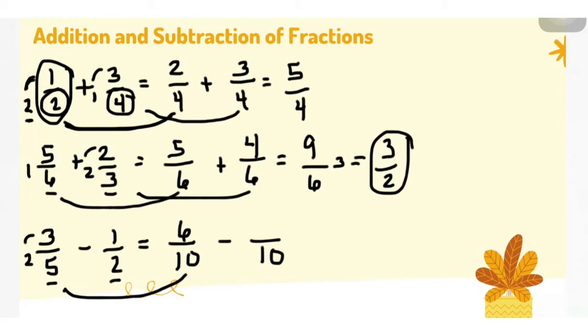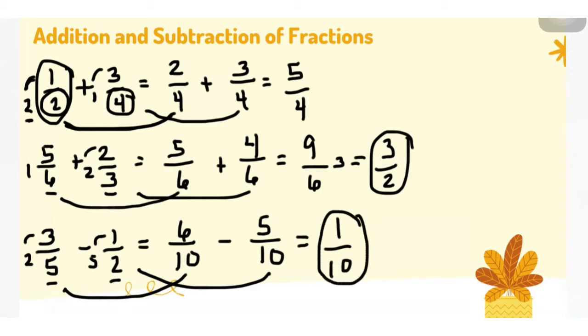Ganun din yung gagawin natin sa kabila. 10 divided by 2 will give you 5. Then 5 times 1 is 5. Okay. Then 6 minus 5 will give you 1. Then kopyahin natin yung 10 kasi parehas na sila ng denominator. Okay. So we have 1 over 10.